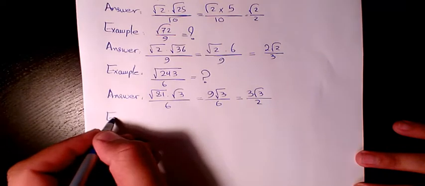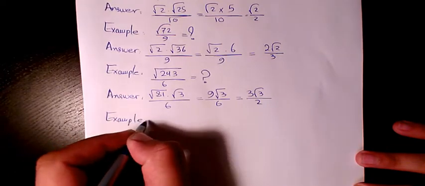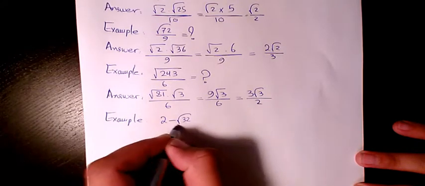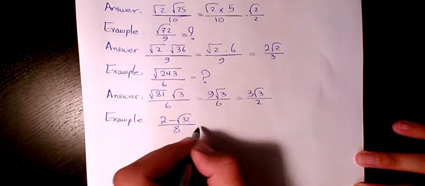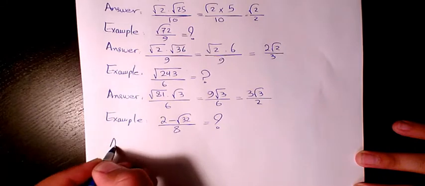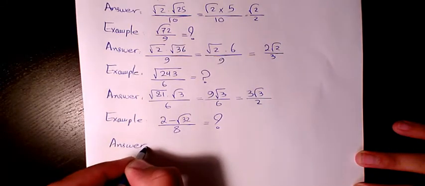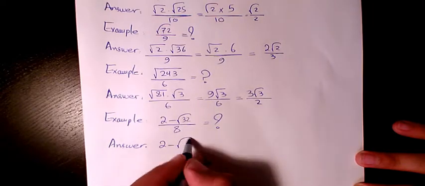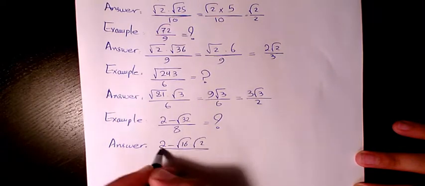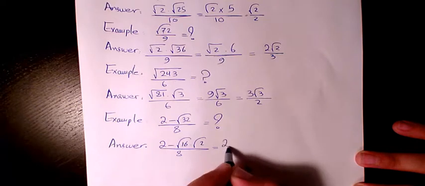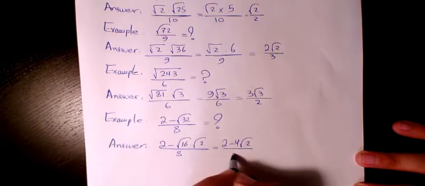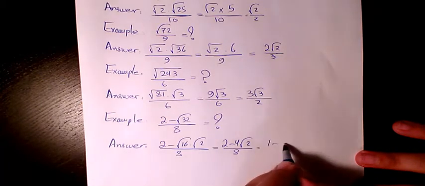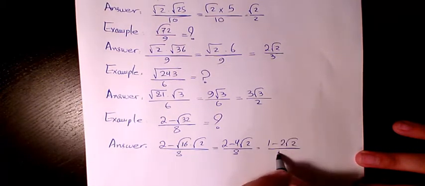Next example, we have 2 minus root 32 divided by 8. Answer is 2 minus root 32, which is 16 times 2, so it's going to be root 16 root 2 divided by 8, which will be 2 minus 4 root 2 divided by 8. Then you divide everything by 2, it's going to be 1 minus 2 root 2 divided by 4.